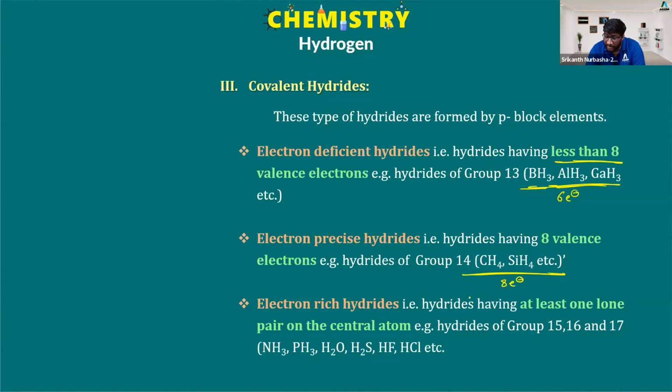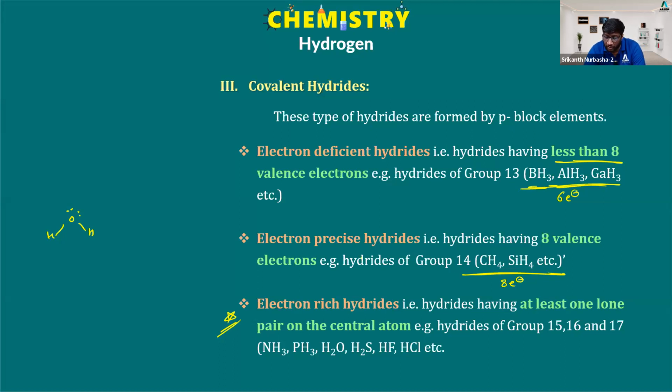Electron rich hydrates means hydrates having at least one lone pair on the central atom, like ammonia, PH3, H2O. The central atom has an octet electronic configuration. If you consider H2O, we have two OH bonds, two bond pairs and two lone pairs. So in total, around oxygen we have 8 electrons. So oxygen also has lone pairs, and because of that lone pair, it can use it to attack any electron deficient center. That is why it comes under the category of electron rich hydrates.